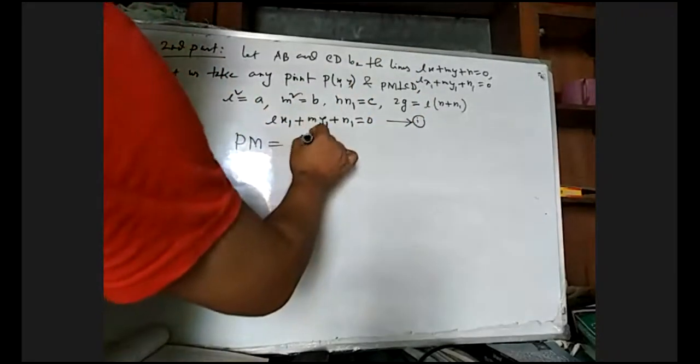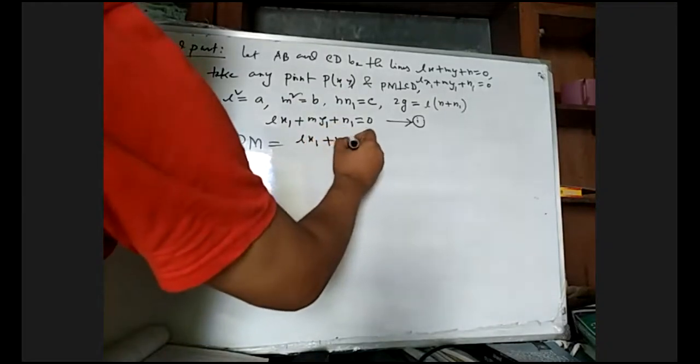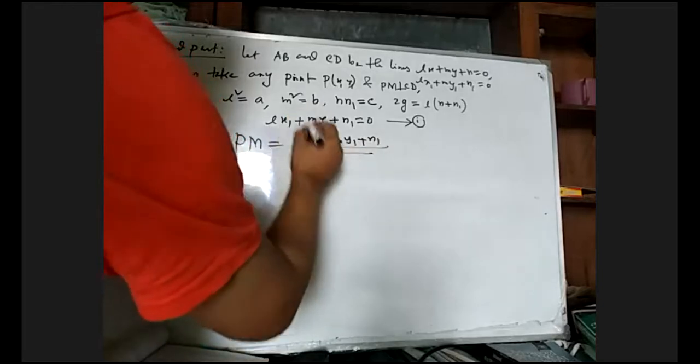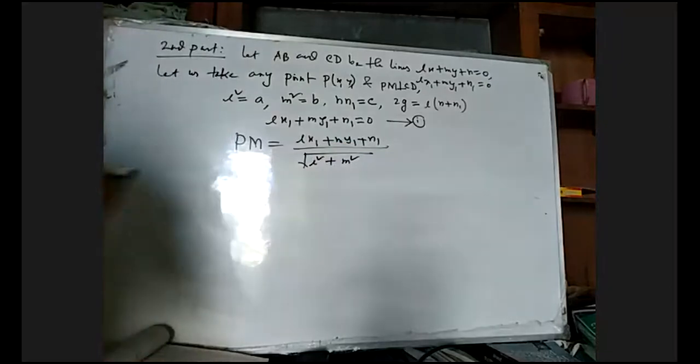দূরত্ব। তাহলে lx1 লাইনটা লিখবো, my1 প্লাস n1 ডিভাইডেড বাই কি হবে, স্কয়ার রুট x এর কোএফিসিয়েন্ট স্কয়ার, y এর কোএফিসিয়েন্ট স্কয়ার, জানা আছে কিনা কারো?